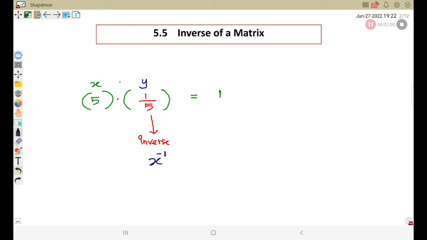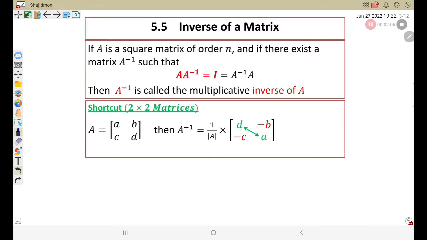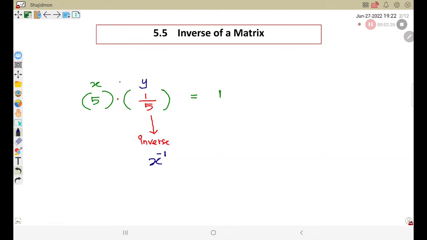Now when we are coming to the matrix idea, how can we find the inverse of a matrix? Inverse of a matrix: if A is a square matrix of order n, and if there exists a matrix A inverse such that A multiplied by A inverse equals I, equals A inverse multiplied by A, then A inverse is called the multiplicative inverse of the matrix A. So very simple meaning.